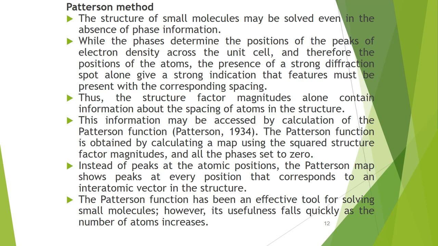Thus, the structure factor magnitudes alone contain information about the spacing of atoms in the structure. This information may be accessed by calculation of the Patterson function. The Patterson function is obtained by calculating a map using the squared structure factor magnitudes and all the phases set to 0. Instead of peaks at the atomic positions, the Patterson map shows peaks at every position that corresponds to an interatomic vector in the structure.